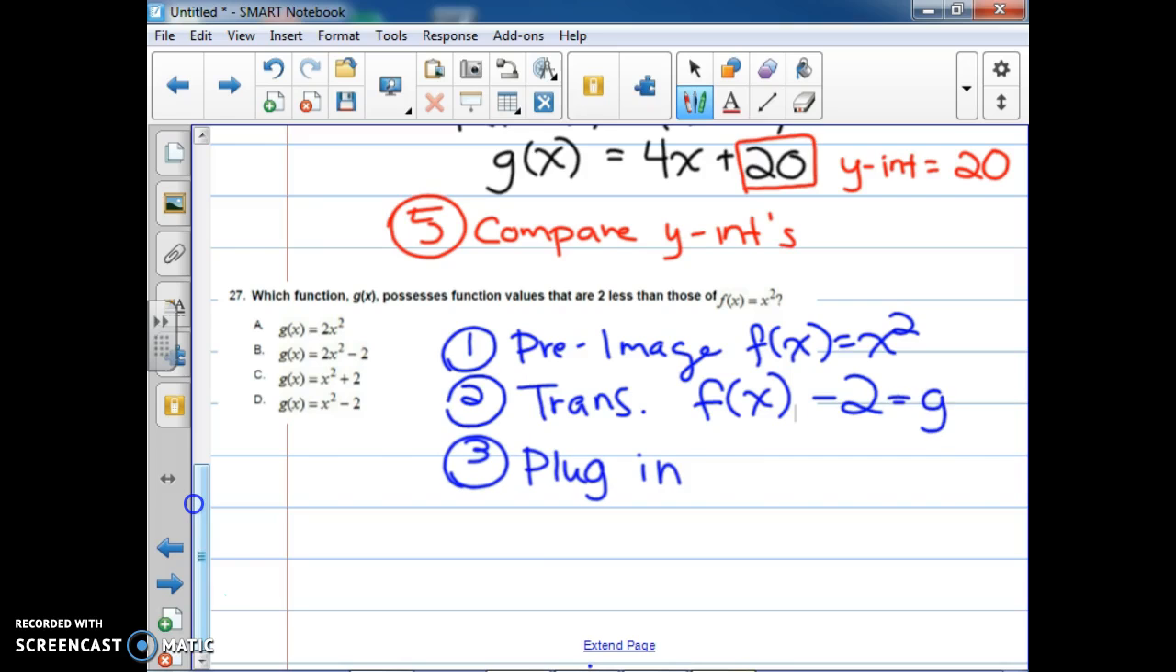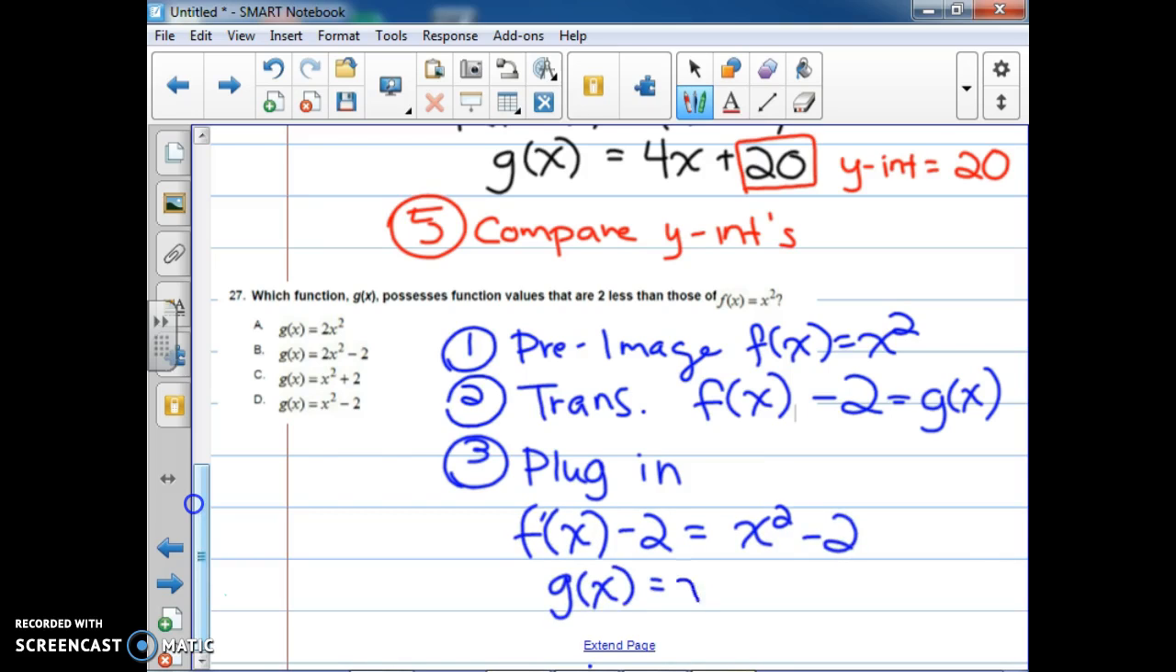And this becomes g of x. I'm sorry. So now plug it in. We have f of x minus 2 equals x squared minus 2. So g of x equals x squared minus 2. So your answer is B.